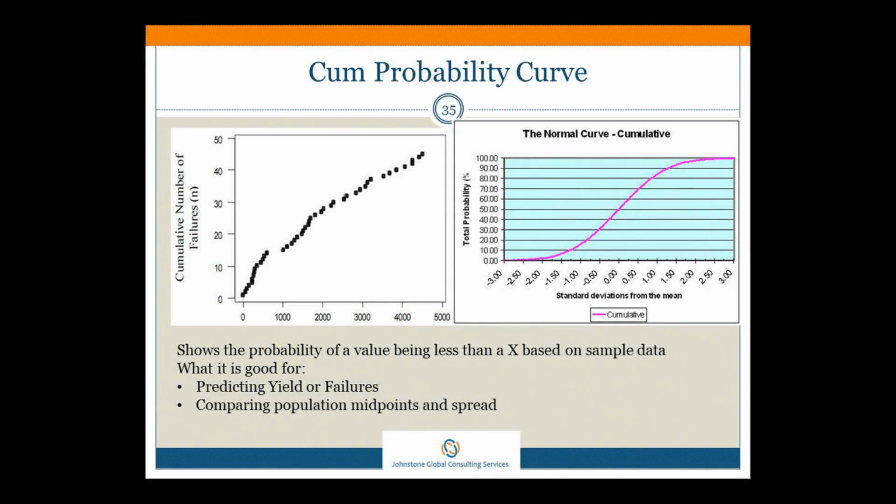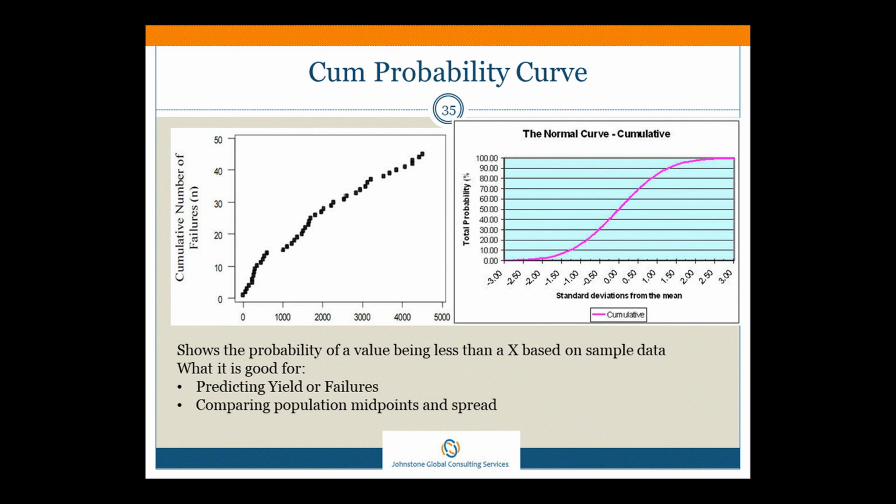The next visual plot we're going to look at is called the cum probability curve, or sometimes the percentile curve. It's really good for numerical data. We plot our probability percentile of x on the vertical axis versus x on the horizontal axis. Each point on the graph then shows the probability of occurrence of a value less than x.